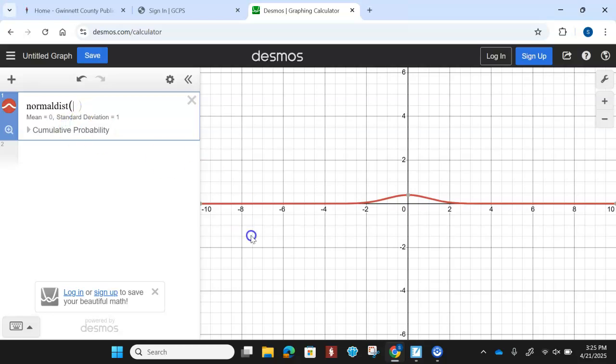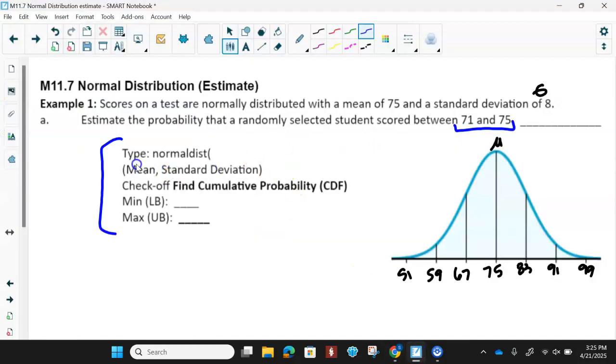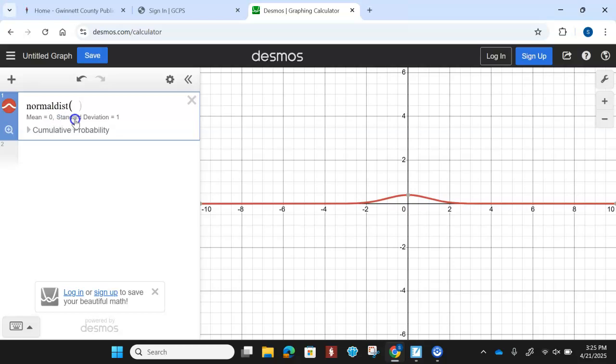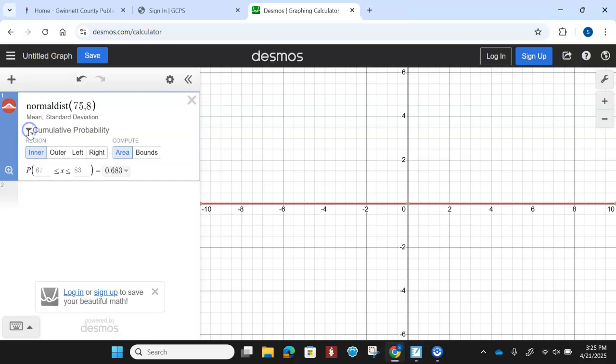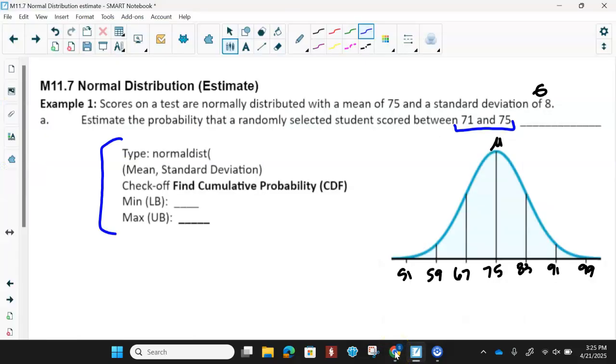Notice here, we type the mean first and then the standard deviation. Here's that reminder. The mean was 75, so 75 comma, standard deviation of 8. Then we do need to click on the cumulative probability. Now, don't do anything else. We're going to leave it. But now, with the region and the compute, we're doing all of that because we're finding the inside area.